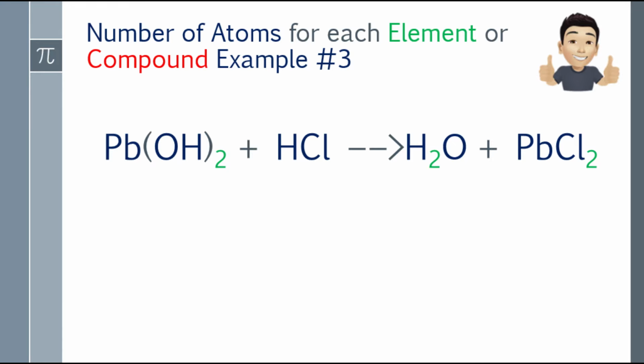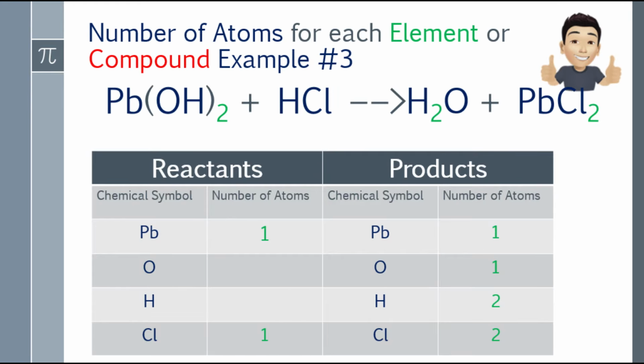Alright, so last example tayo. What if we have lead hydroxide plus hydrochloric acid is equal to water plus lead chloride? So let's start with the constructing of the table, reactants and products. So let's start with the reactants.